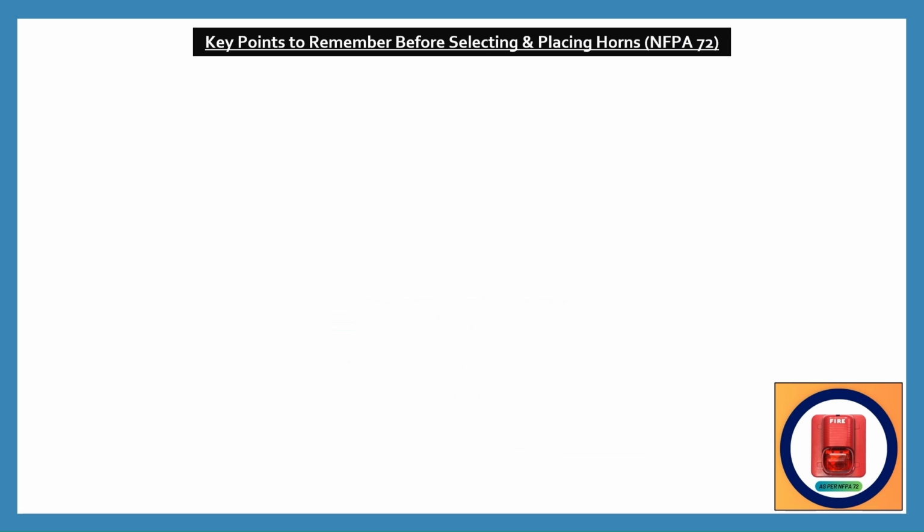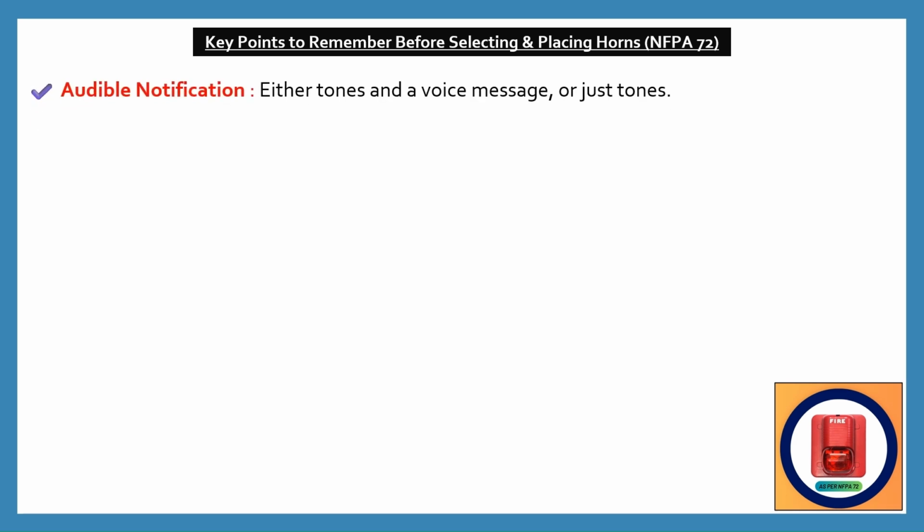We shall start with the key points that have to be remembered before we select and place the horns at appropriate locations in line with the NFPA 72 standard. So let's break down some key points about the notification system. Audible notifications can either be just tones or a mix of tones and a voice message, depending on what's needed to alert people effectively.